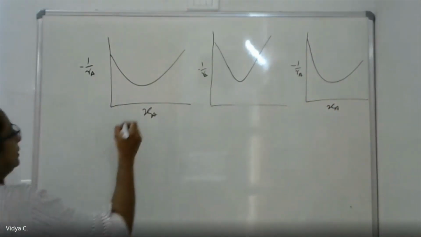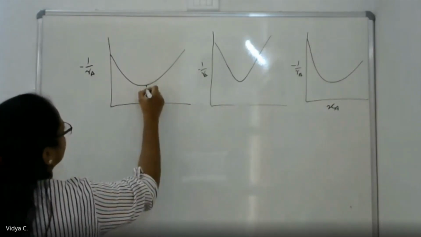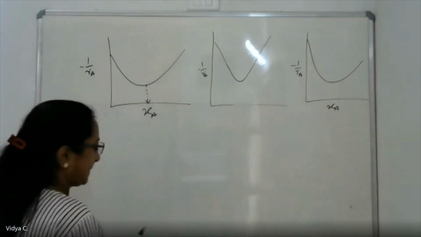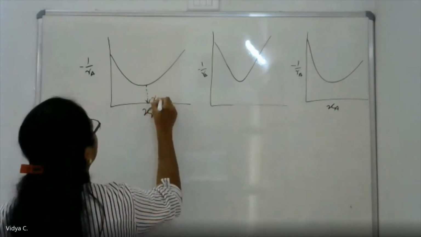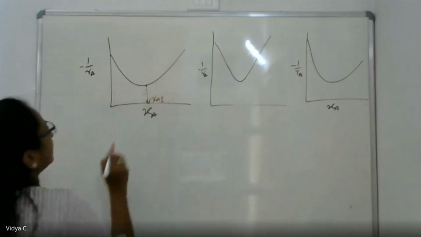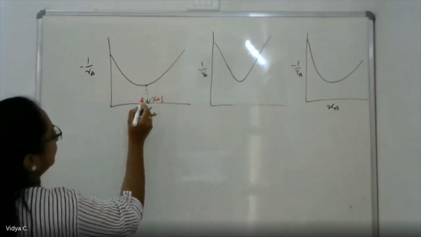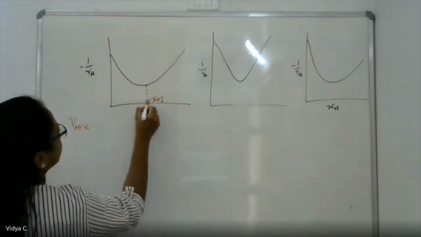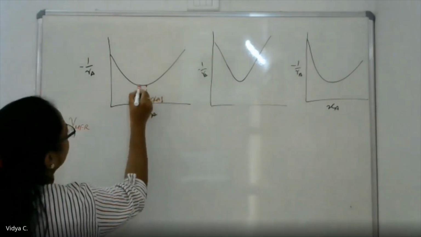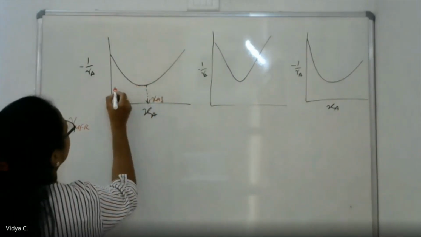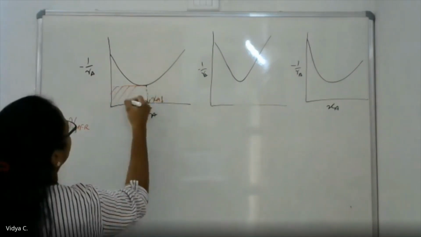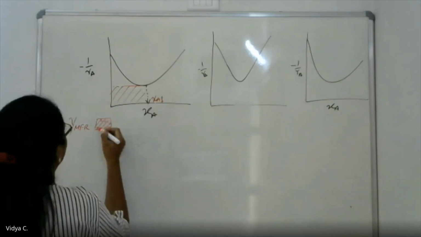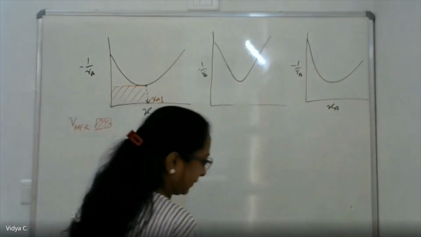If the conversion is less, suppose the conversion is here only, let me show XAF here. If the conversion is less, see which will be better. From XAF, if I'm trying to find the volume of MFR, go straight up, then take horizontal till the curve, then take the horizontal path, and this gives me the area. If it is MFR, this will be the area.